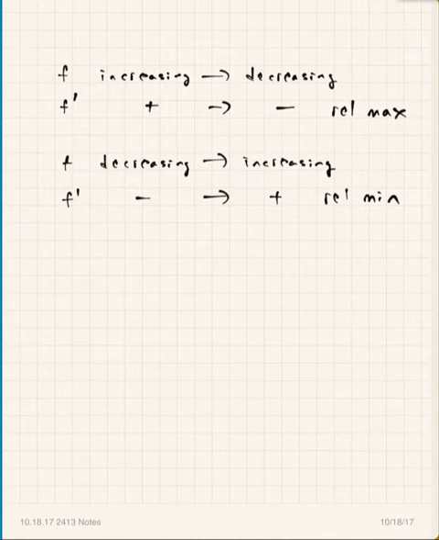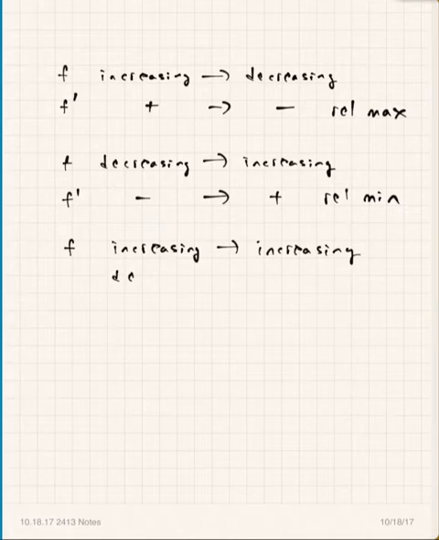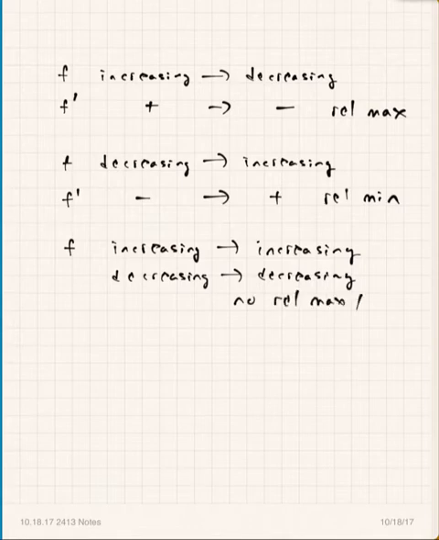Right? That's when f goes from decreasing to increasing, and the first derivative changes from negative to positive. If, on the other hand, you've got that f is increasing and it doesn't change, it still stays increasing, or the function is decreasing and at a specific point doesn't change and it continues to decrease, then you get no relative extrema at all. No relative max or min at all in that case.